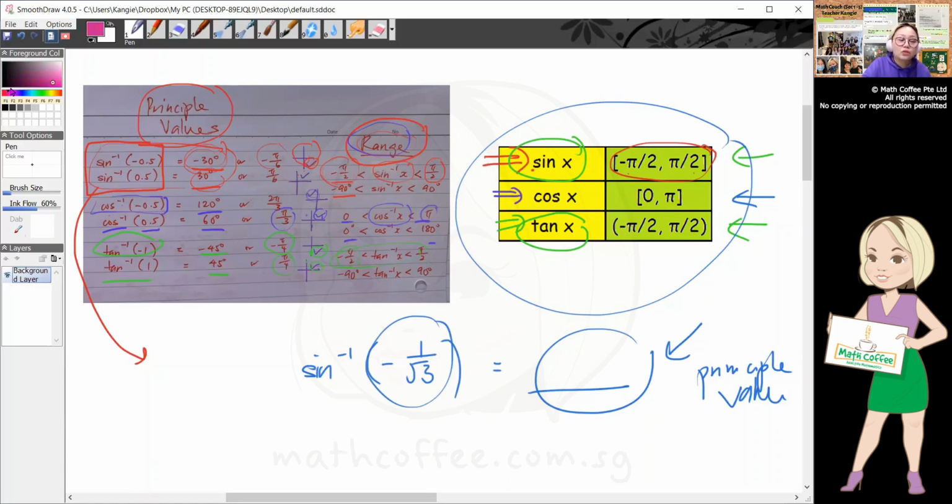Only when they ask you what is the range of sine inverse x, then you say it's between minus pi over 2 and pi over 2. What is the principal range of the cosine inverse? Then you say it's between 0 and pi, or 0 and 180 degree, depending on whether they want it in degree or radian. If they ask what's the range of the principal value of tangent inverse, you say it's from minus pi over 2 to pi over 2, or negative 90 degree to 90 degree. Okay, so that's the concept of principal value.